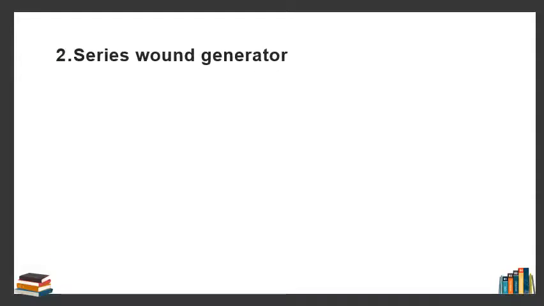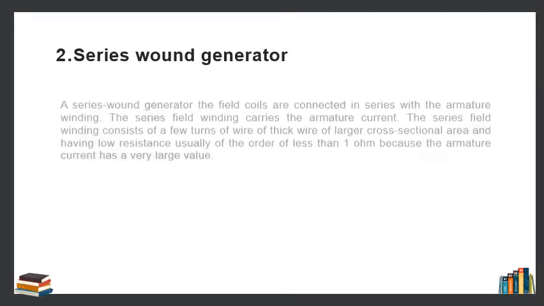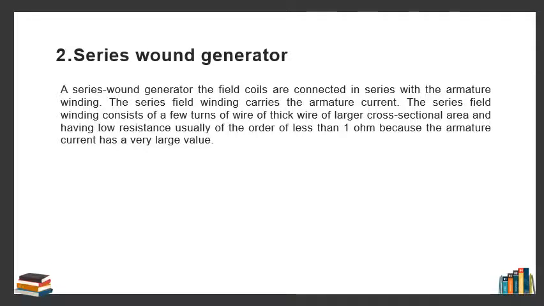So next we will move on to the series bound generator. In a series bound generator, the field coils are connected in series with the armature winding. The series field winding carries the armature current, and it consists of a few turns of thick wire of larger cross-sectional area and low resistance, usually of the order of less than 1 ohm, because the armature current has a very large value.